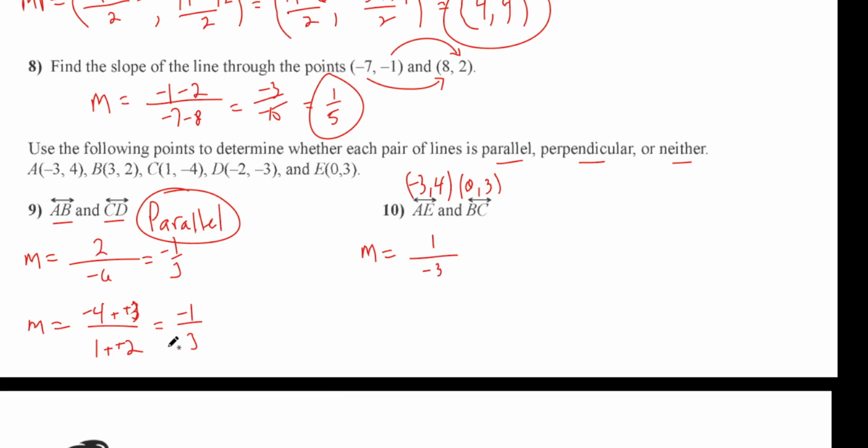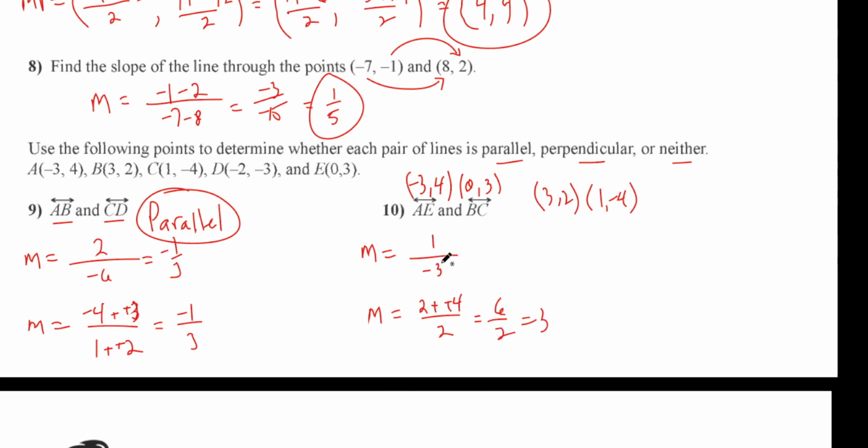So look, all three of those are parallel, aren't they? But is AE parallel to BC? Well, where's BC? It's these two right here. What's that? That's (3, 2) and (1, -4). You should be a pro at finding the slope after doing all these. So let's do it. Subtract the y's. 2 minus negative 4. And let's do the x's. 3 minus 1 is 2. Minus a negative is plus. 2 plus 4 is 6 over 2. That's 3. Now let's compare them.